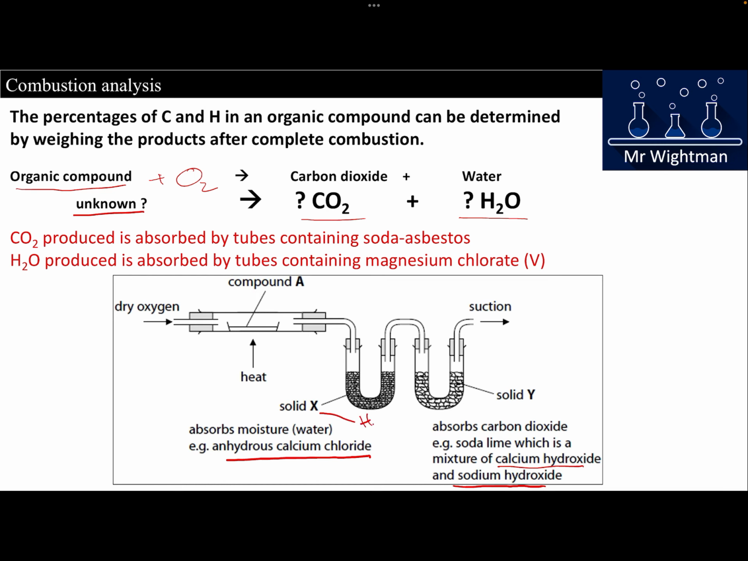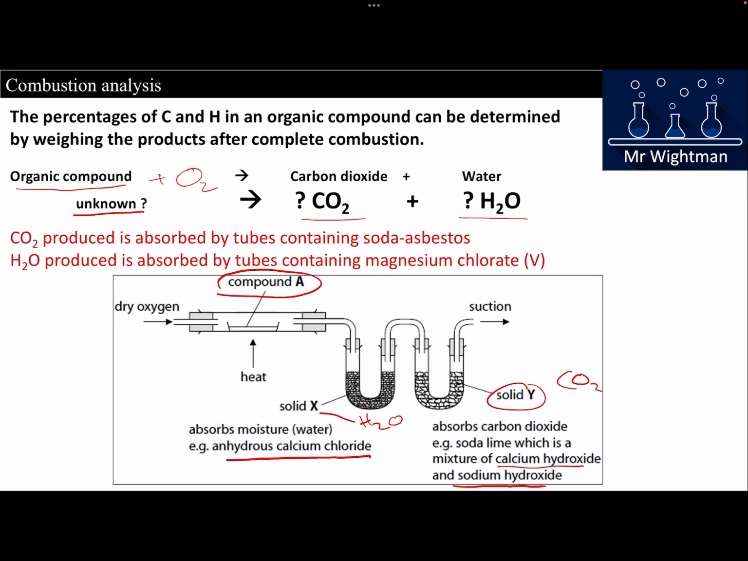So in this case, solid X will absorb water and solid Y would absorb the CO2. After weighing before and after, we can work out how much was produced, and then from that information, we can work out an unknown compound A.